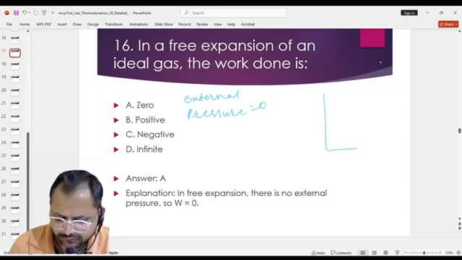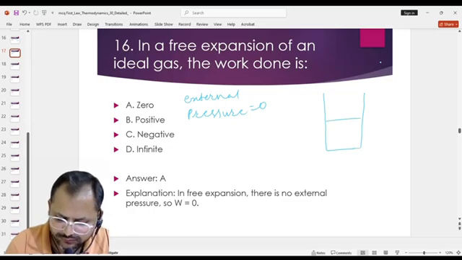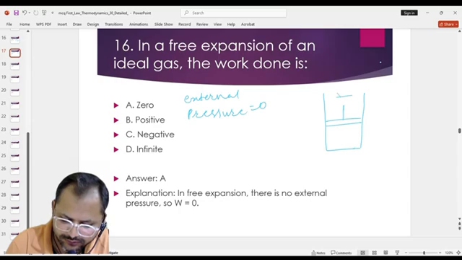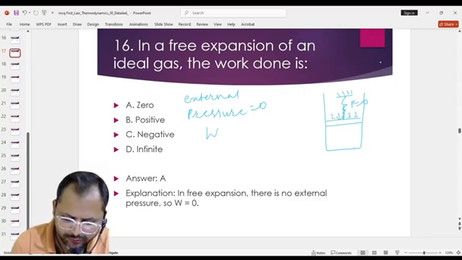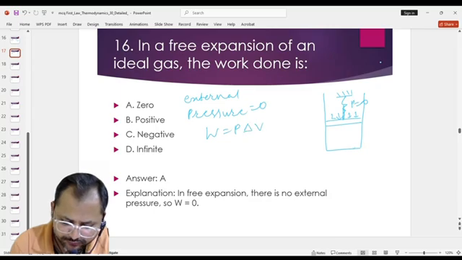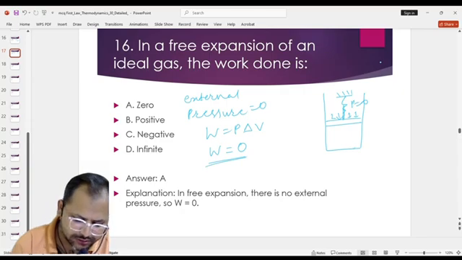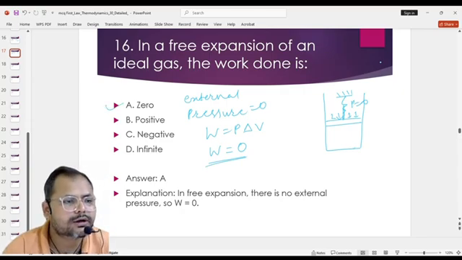So we can draw a diagram. There is no external pressure. This is a spring. There is no external pressure. So work done equals pressure into change in volume. Pressure equals zero, so work done is also zero. Option A is the correct answer.